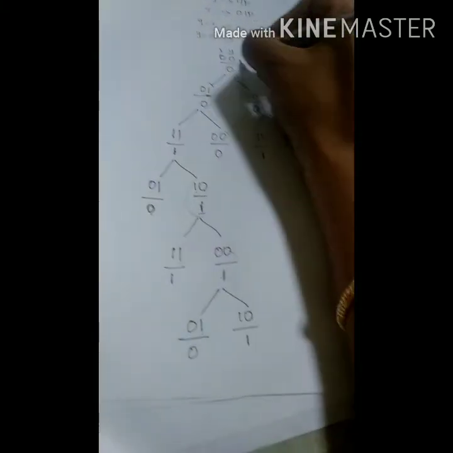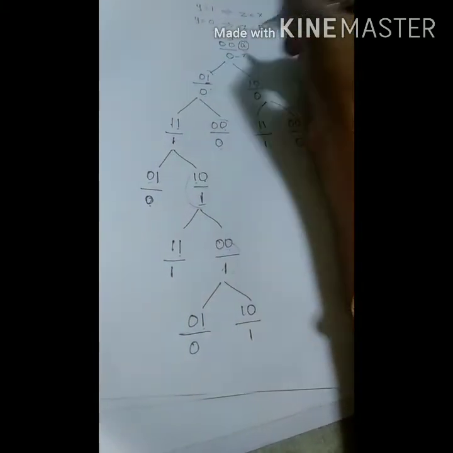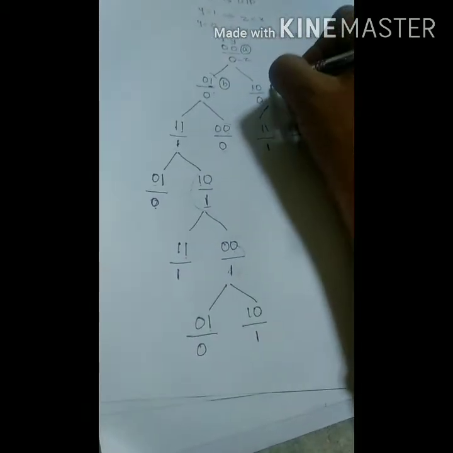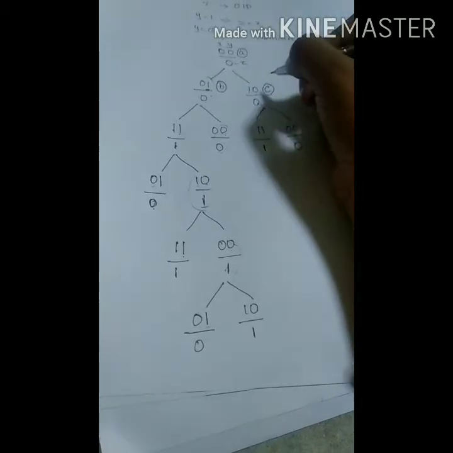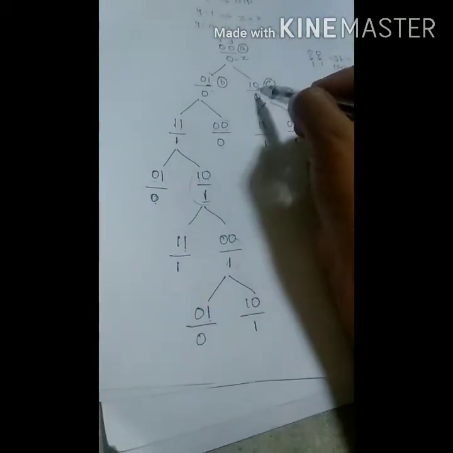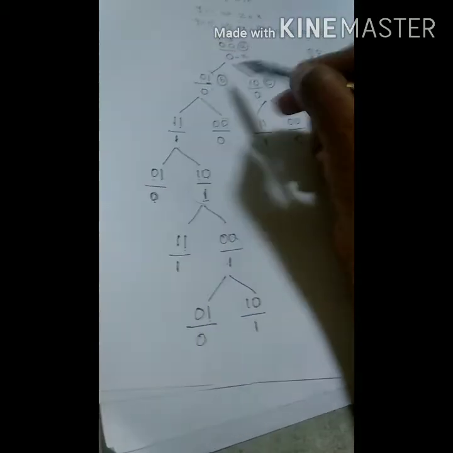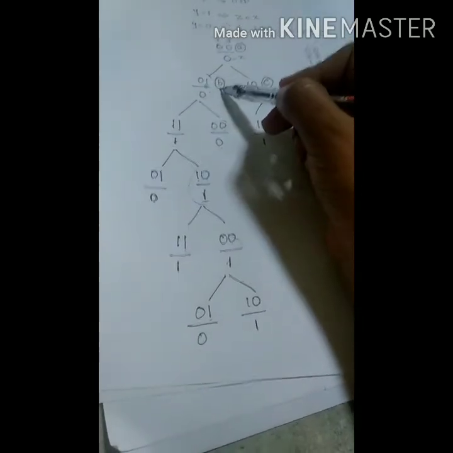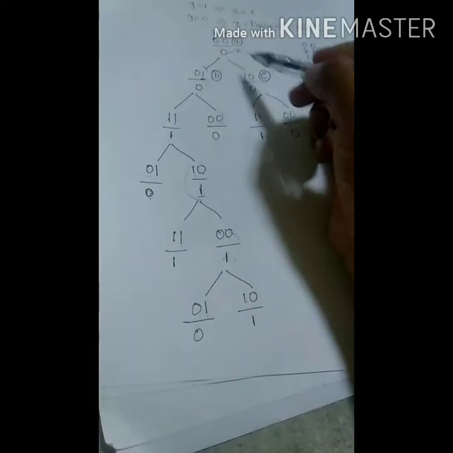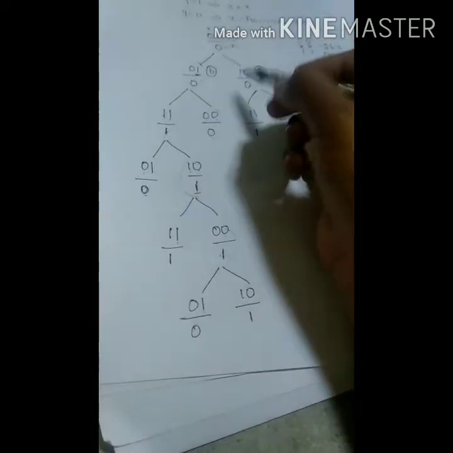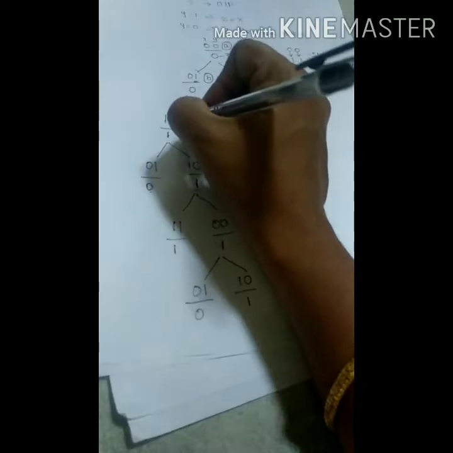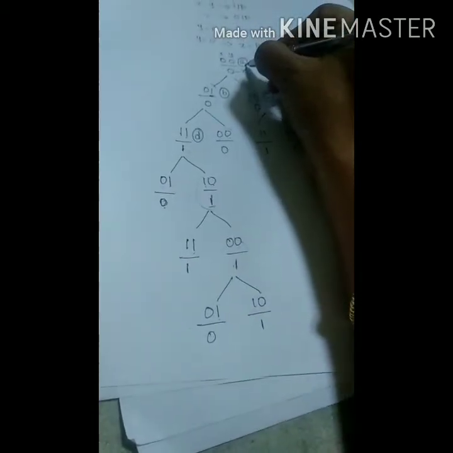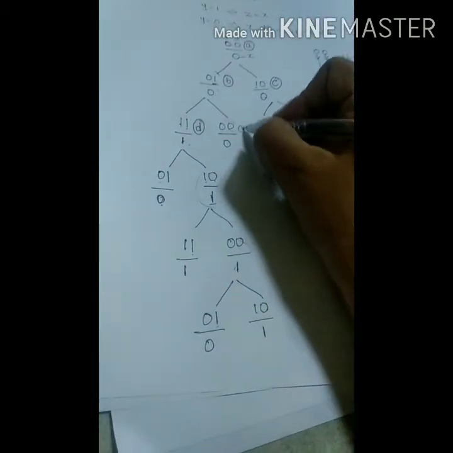Let us assume this state is state A, this state is state B, and this new state is state C. You can ask me, ma'am, can I take the 10 state as B and the 01 state as C? You can take it. Any state, you can assign any variable. Coming to here, this is a new state, so I am assuming this state is D. This state is already available here, so it is again state A.